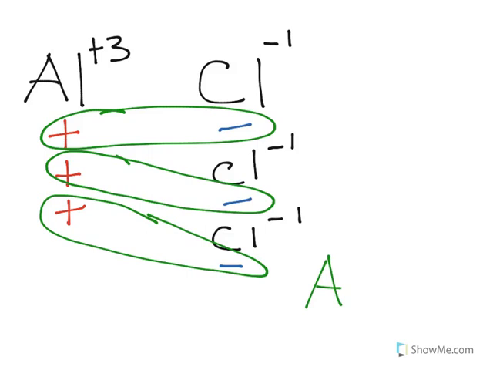Oops, wrote that in green, didn't mean to. Let's erase that real quick. Black. Al, there is 1 of them. Cl, there are 1, 2, 3. Cl3. Okay. Aluminum and chlorine. All right, let's try one more.